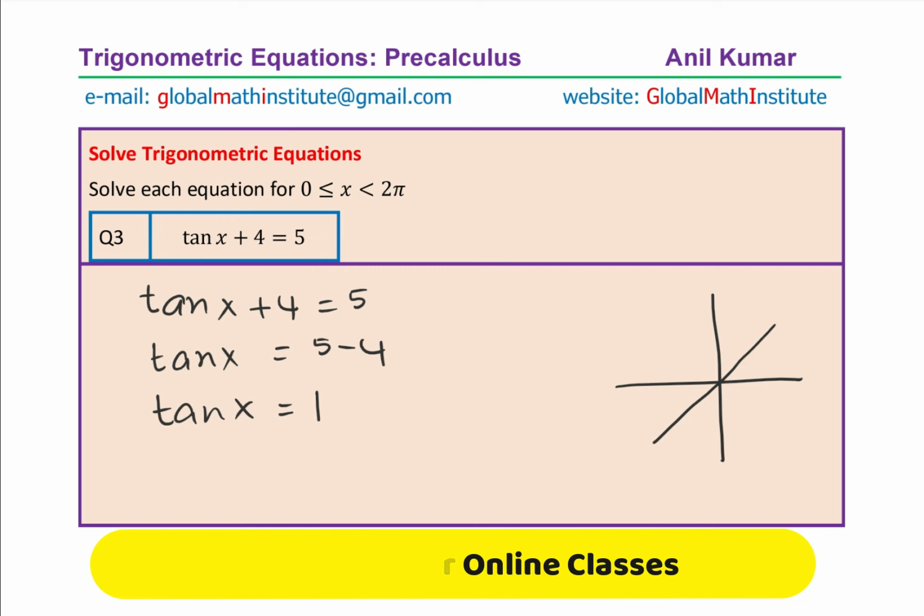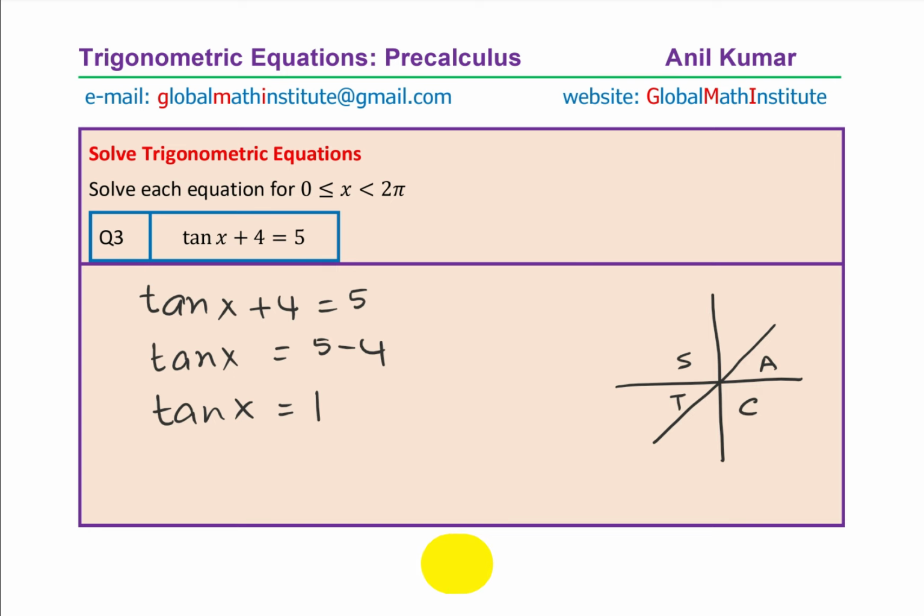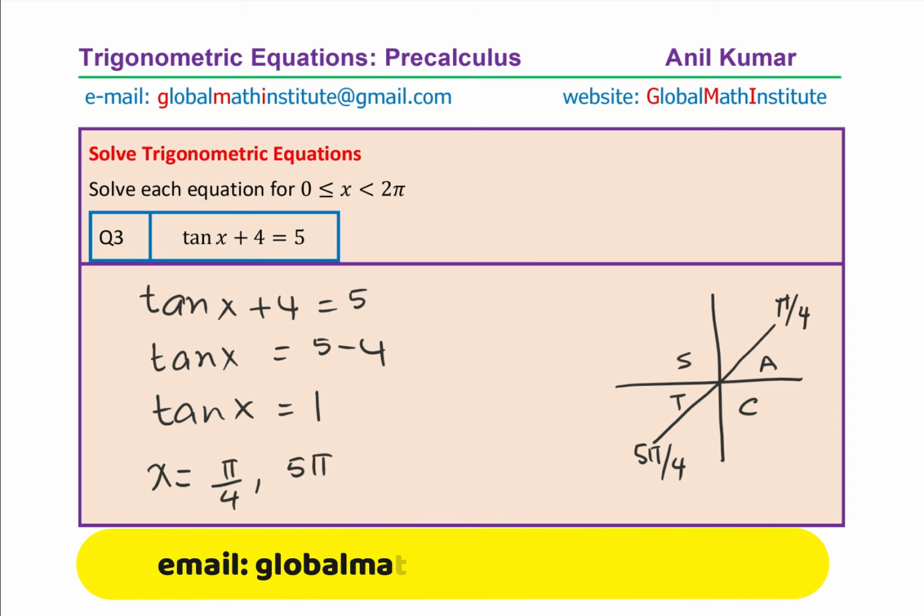So we have the CAST rule. And clearly you see that the angles here are pi by 4 and this one is 5 pi by 4. Perfect. And therefore we have x equal to pi by 4 and 5 pi by 4 as our answer. Does that make sense to you?